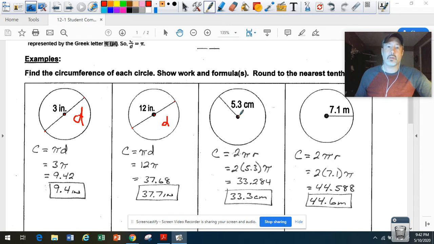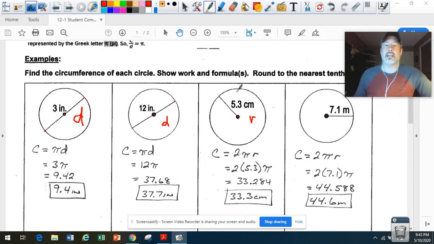Okay, take a look at this one here. As you notice, it goes from the center to an edge. Center to an edge, we're dealing with the radius here. The radius is 3.5. So circumference equals 2 pi r. That's the formula we're going to use. So 2 times 3.5 times pi. When you multiply all that out together, you get 33.284. We round that to the nearest tenth, we get 33.3 centimeters.